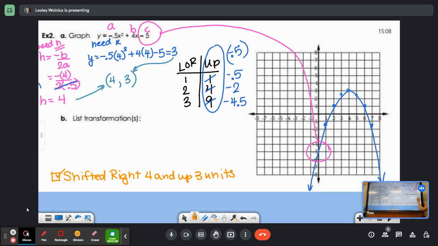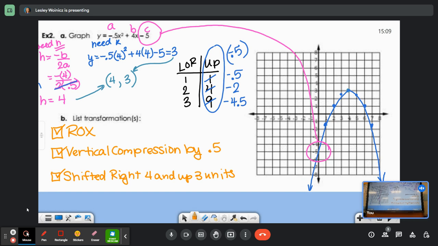Okay, what was the first one? There it is. It's upside down like a frown. So we've got a reflection. All right, do we have a stretch or compression? Okay, by how much? 0.25? Good. Vertical compression by 0.5, also known as a half.